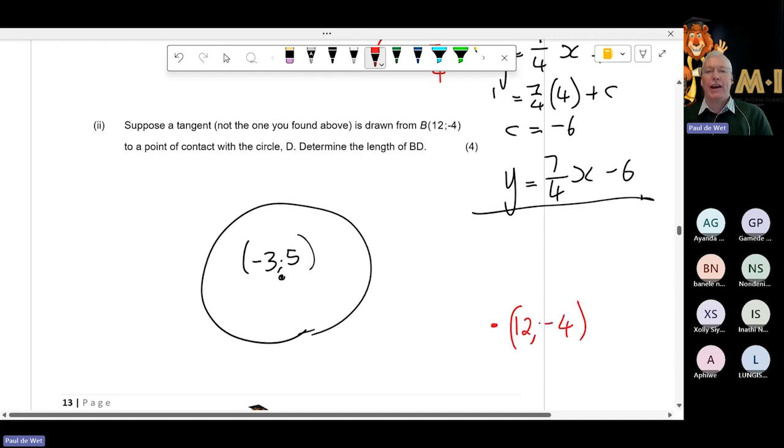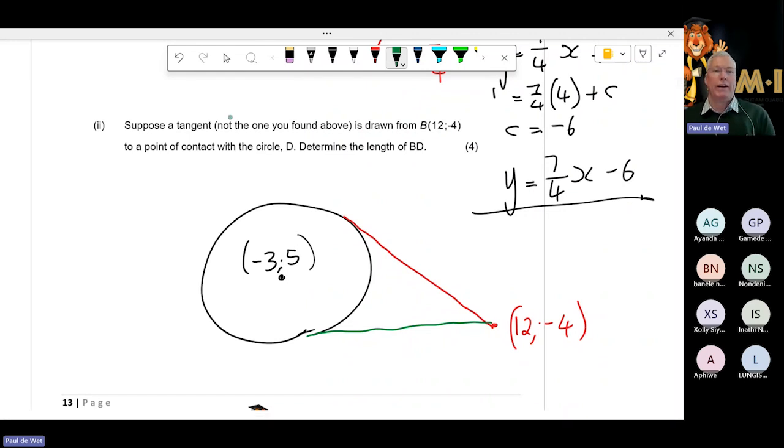How many tangents can I draw to this circle from this point? 2. Does it matter which one I draw? What do we know from circle geometry? They're the same length. So it doesn't matter which one. Okay. All right. This line here would be the same length as this line here.